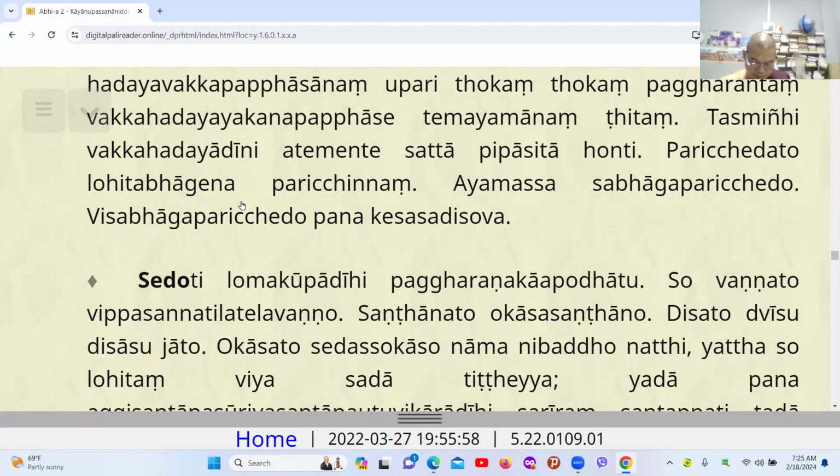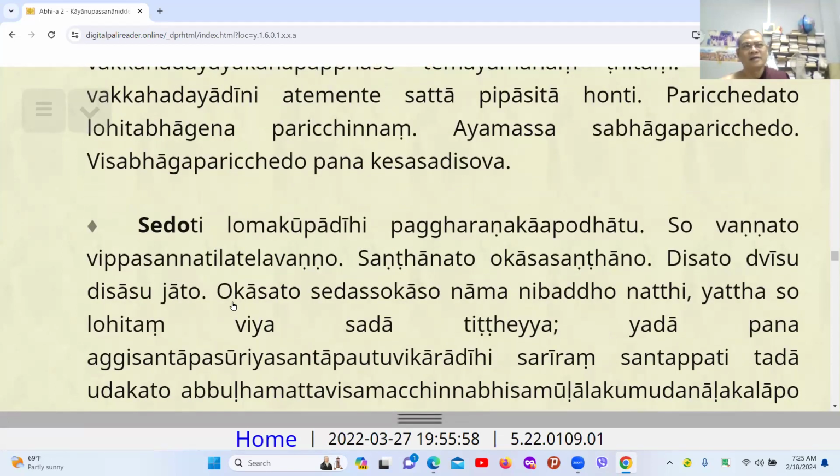Then sweat. That is the water element. From here, the whole of the head hair and body hair, the sweat will come out. The color is like clear wine color.